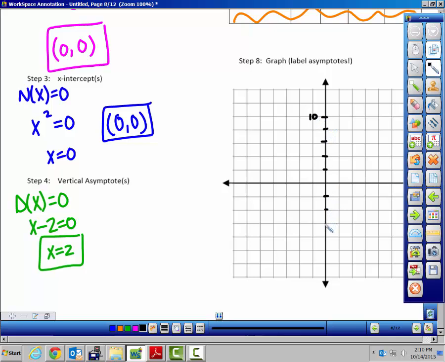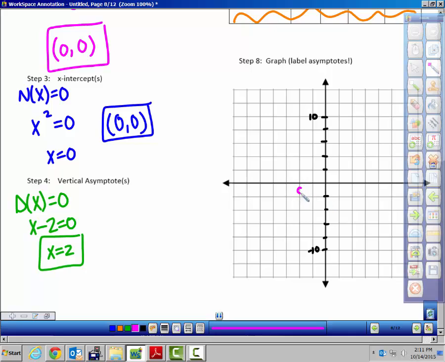Negative 2, 4, 6, 8, 10. The x-axis, I don't have to go very high. I think the farthest I have to go is negative 2 to the left and 3 to the right, so I don't need to scale it. All right, so I did have a hole. My hole was at negative 2, negative 1. So negative 2 and then negative 1. Now remember, I scaled. This is actually, that would be negative 2, so it's going to be about right here.